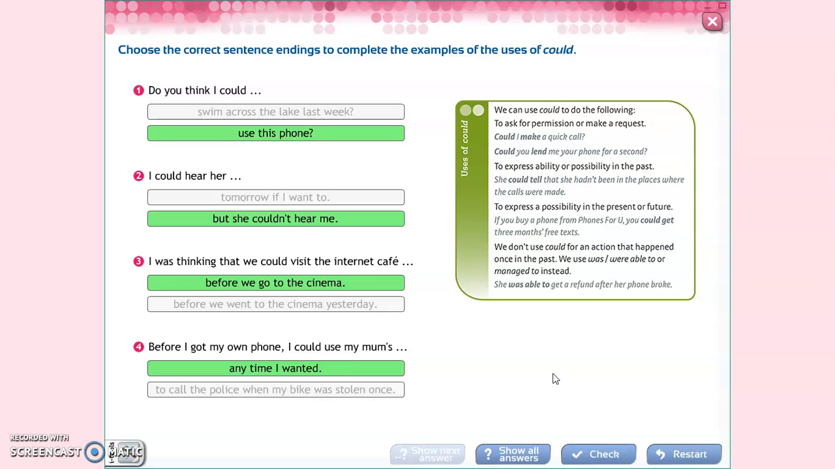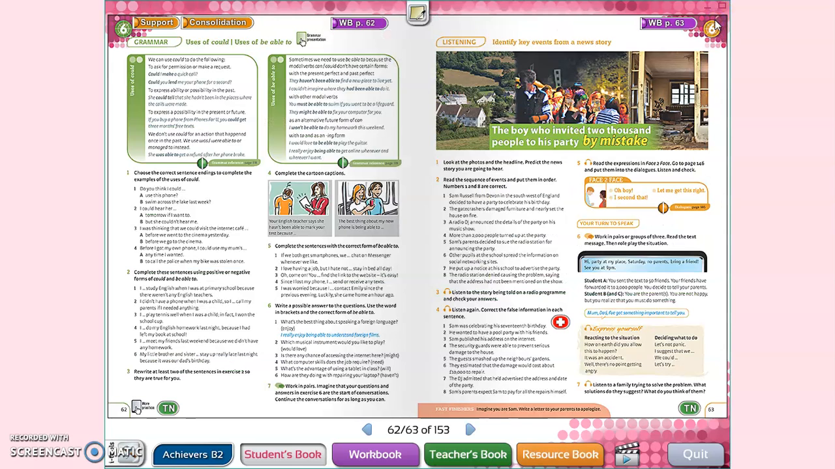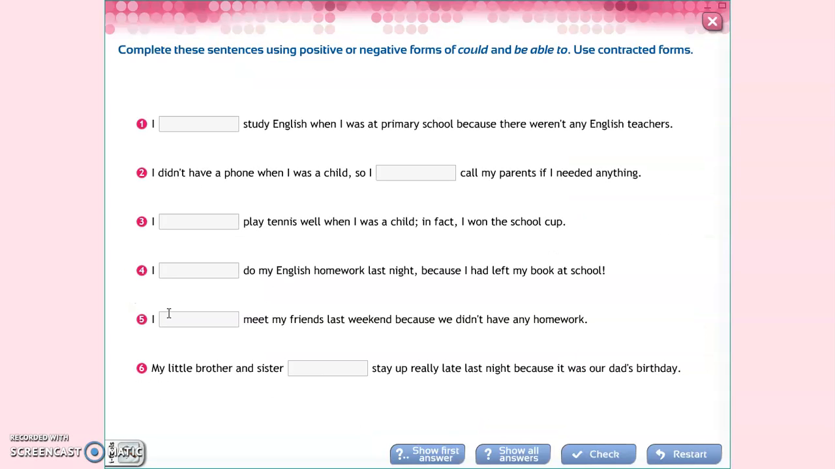So let's read the explanation. We can use could due to the following. Okay, so it's the same that we read before, right? Okay, so let's go on to the next exercise, going back to the next page. And now we go directly to exercise number 2. And it says here, complete these sentences using positive or negative forms of could and be able to. Use contracted forms.